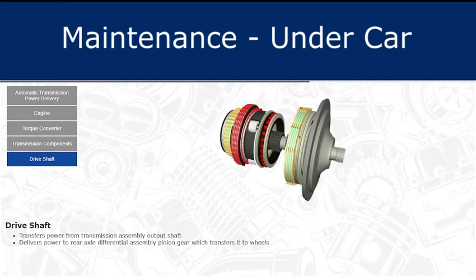The drive shaft transfers power from the output shaft of the transmission assembly and delivers it to the pinion gear in the rear axle differential assembly. The differential assembly transfers power to the wheels.